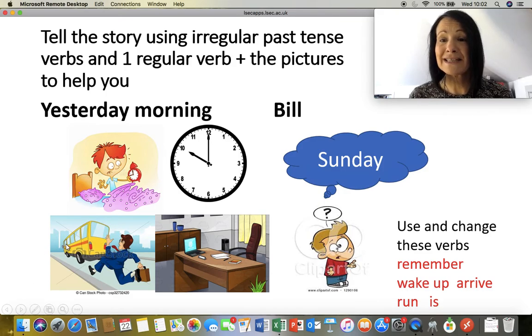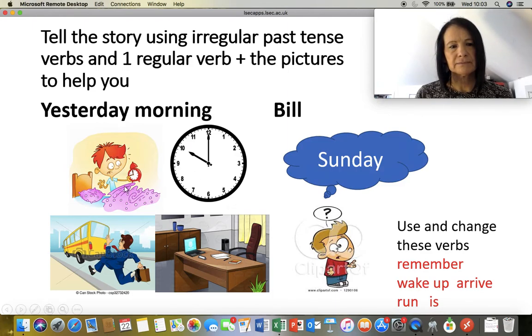Right, we're going to practice using some regular and irregular verbs. So there are some verbs that we call irregular that change completely, that do not have those ed endings on. So you may need to find yourself a verb table which has irregular endings that you will have to learn. So let's have a look at the pictures.